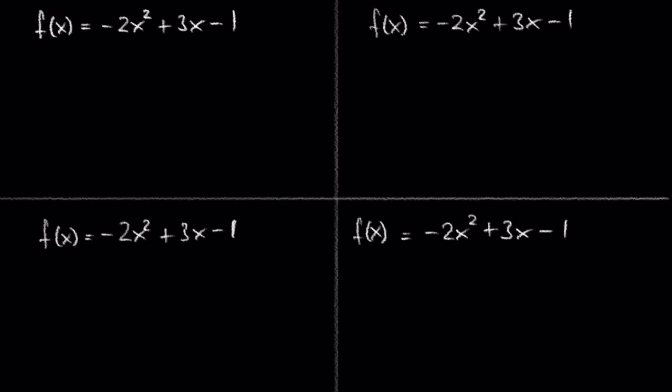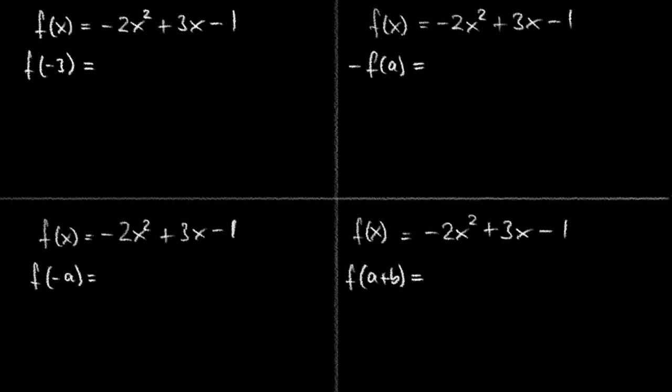Today we're going to evaluate the function f of x equals negative 2x squared plus 3x minus 1 at the indicated values: f of negative 3, f of negative a, negative f of a, and f of a plus b.